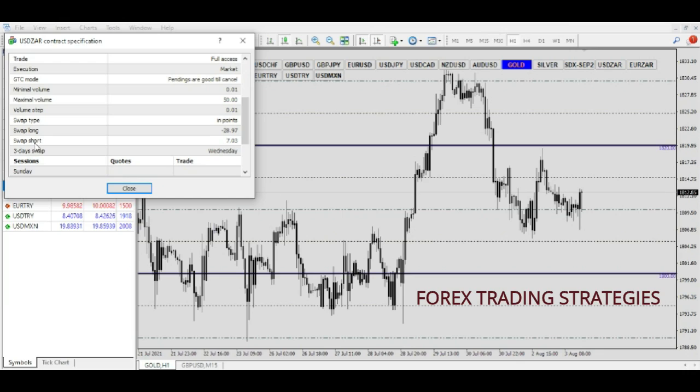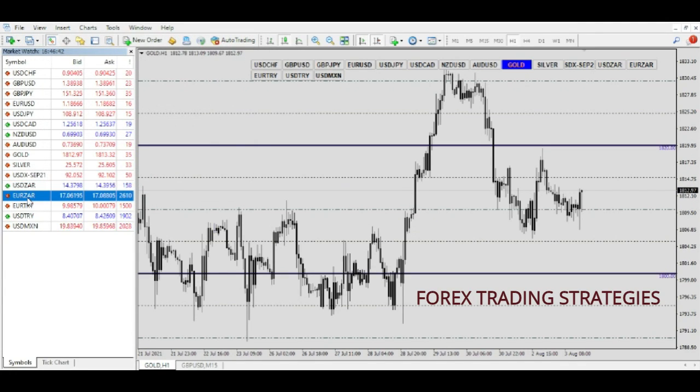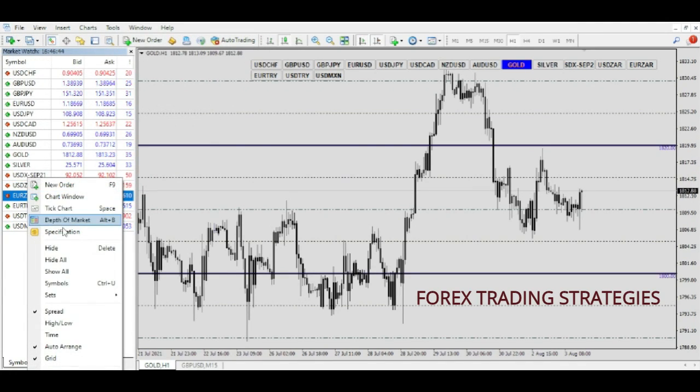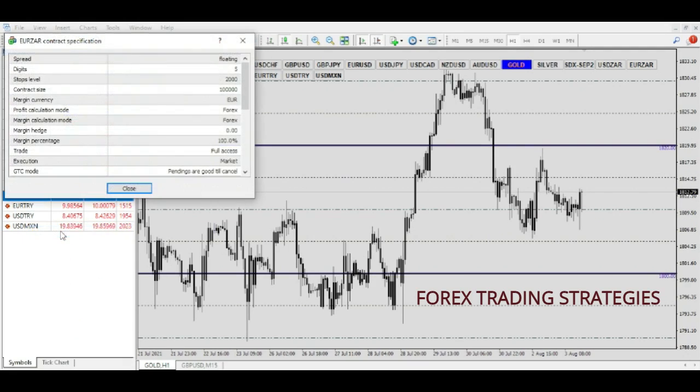But if you swap short, you can actually be paid this much. So that's basically the idea behind the strategy. This is one pair. If we go to the next pair, let's go to the next pair.